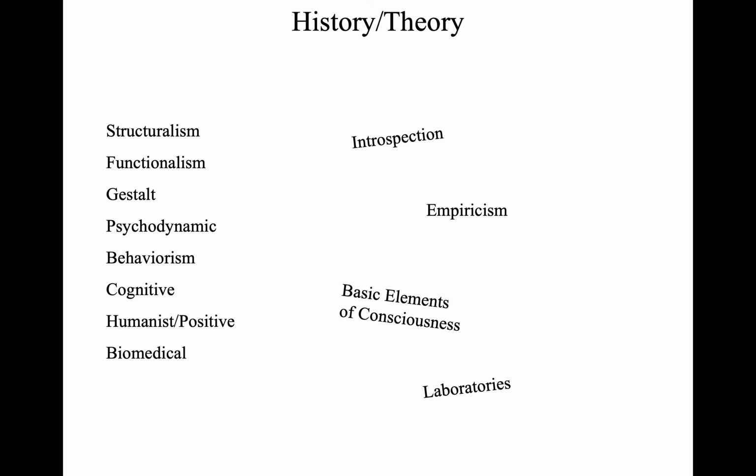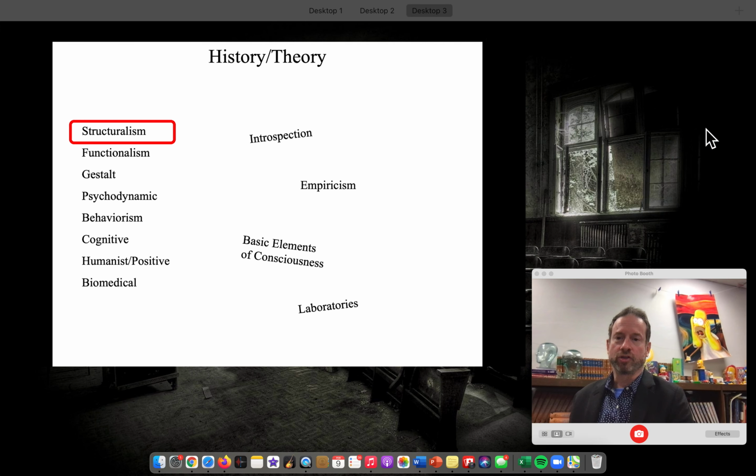And the answer is structuralism. Now, the structuralists were the very first school of thought in psychology. They had emerged in the 1800s. Wilhelm Wundt, German guy, was known as the father of psychology. He created these laboratories to study human consciousness.